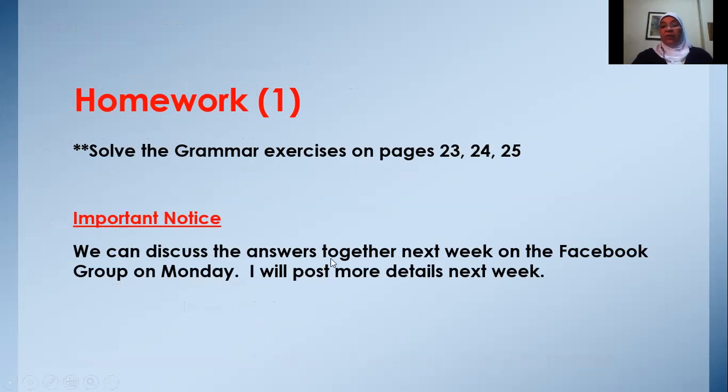We can have a chance to meet online on Facebook Live next week, next Monday. We can discuss the answers of these exercises together. I will post the details and tell you when we can do that for next Monday, inshallah. So please do the exercises and we'll meet inshallah next Monday and discuss the answers together, inshallah.